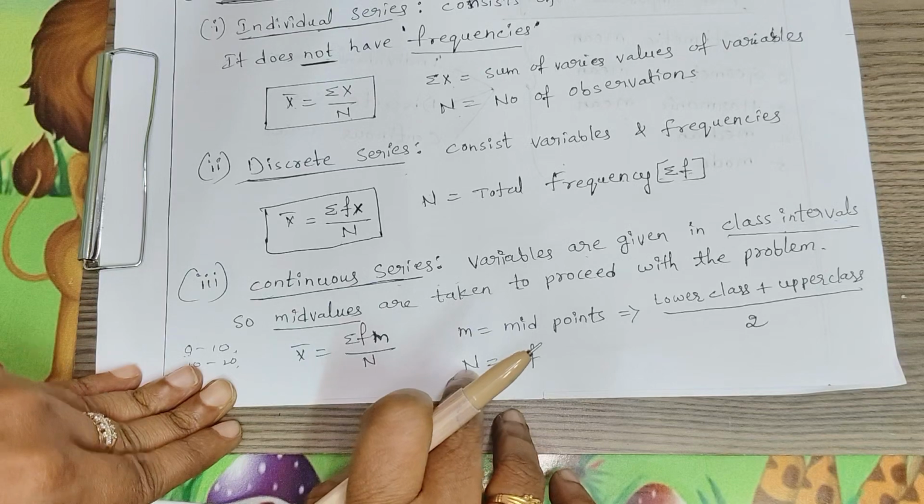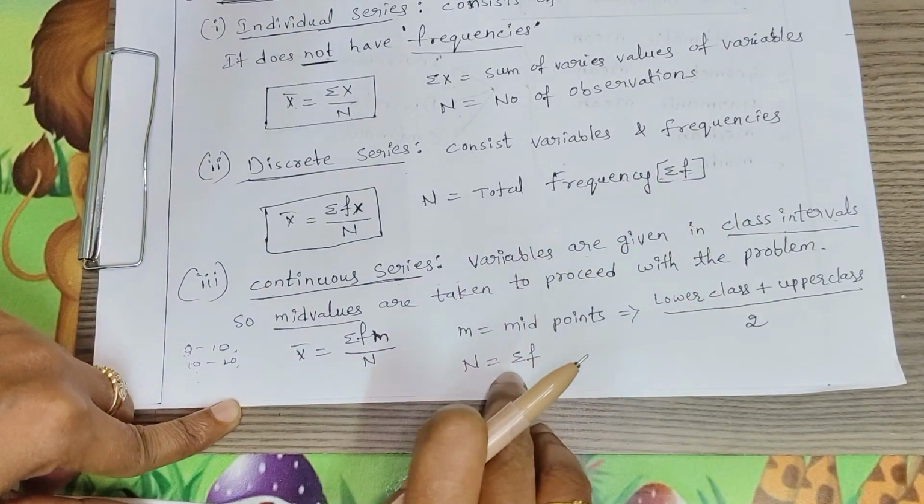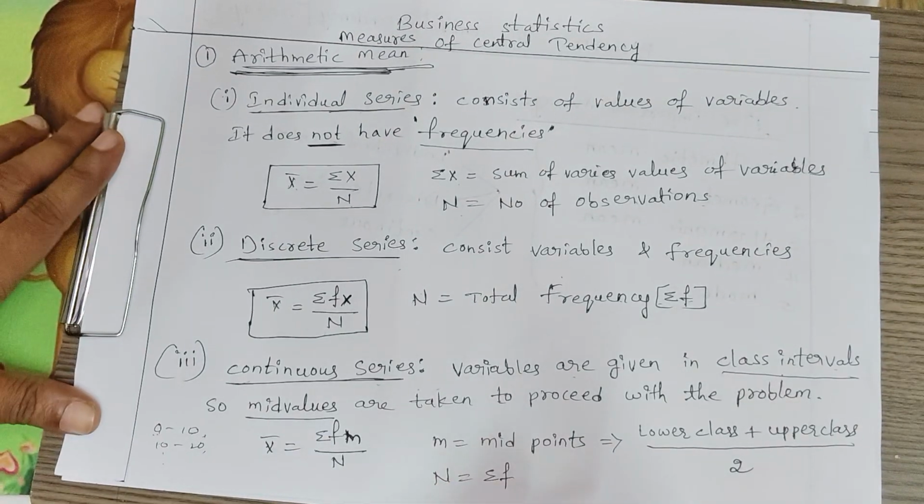Here n is equal to, same as in discrete series, summation of f, total frequency. Here also summation of f, that is nothing but total frequency. Clear? So take the screenshot.